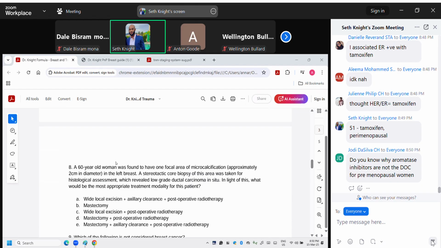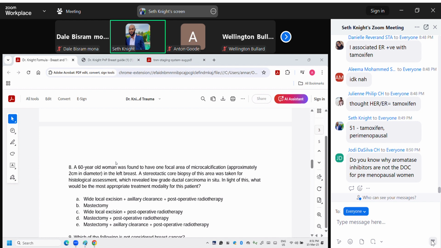Do you know why aromatase inhibitors are not the drug of choice for premenopausal women? The mechanism of action, Judy, of an aromatase inhibitor. So in a premenopausal woman, her estrogen levels come from where? Her ovaries, right? So an aromatase inhibitor doesn't target the source of her estrogen, whereas in a postmenopausal woman, the source of her estrogen is the fat, and it is the aromatase enzyme converting that fat into estrogen. In a premenopausal woman, the source of her estrogen would be her ovaries.